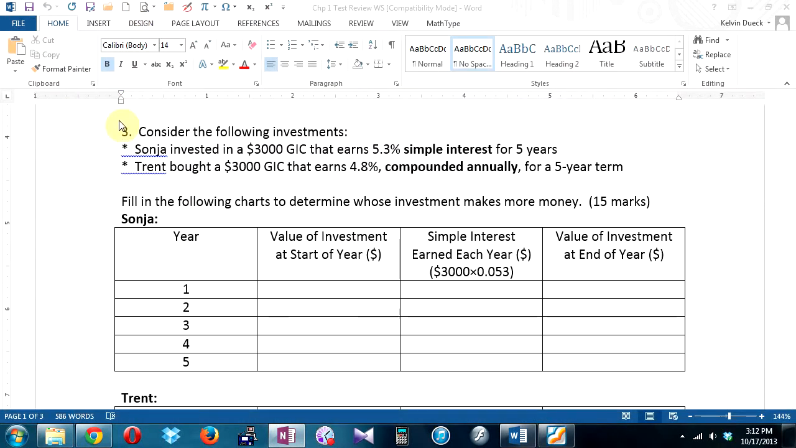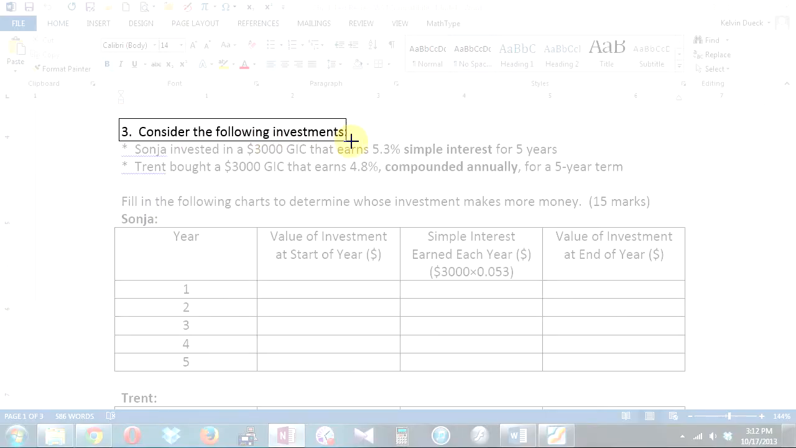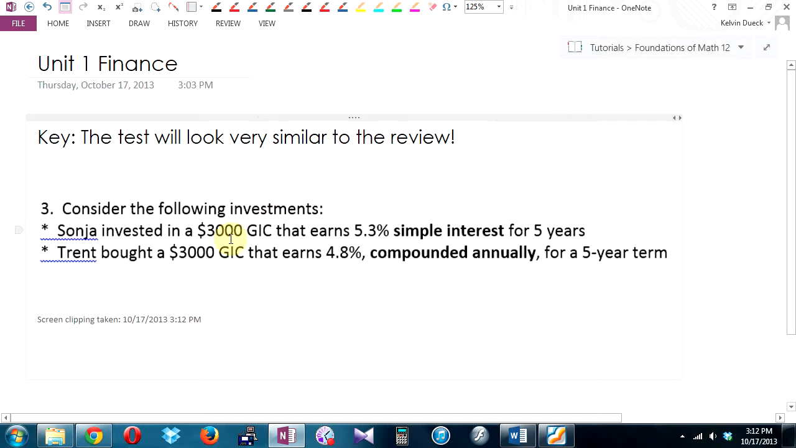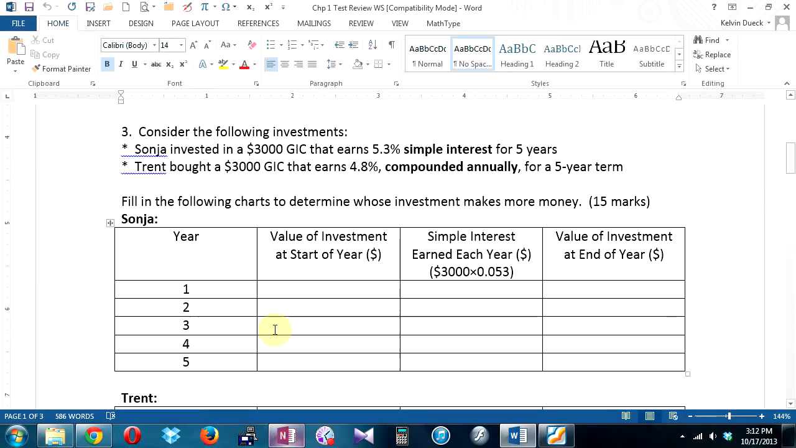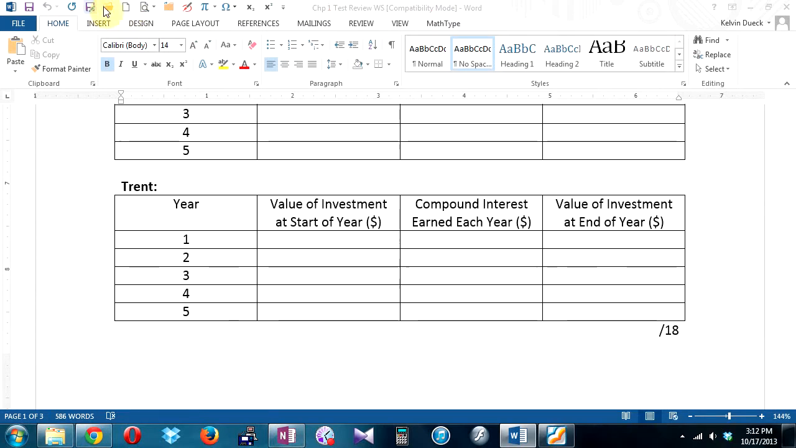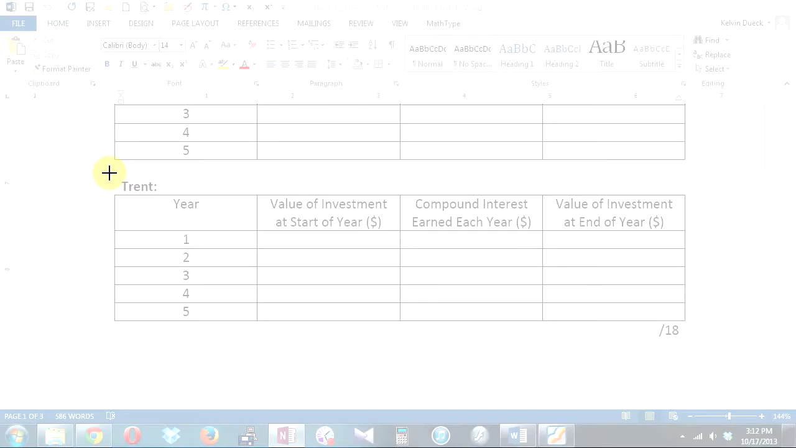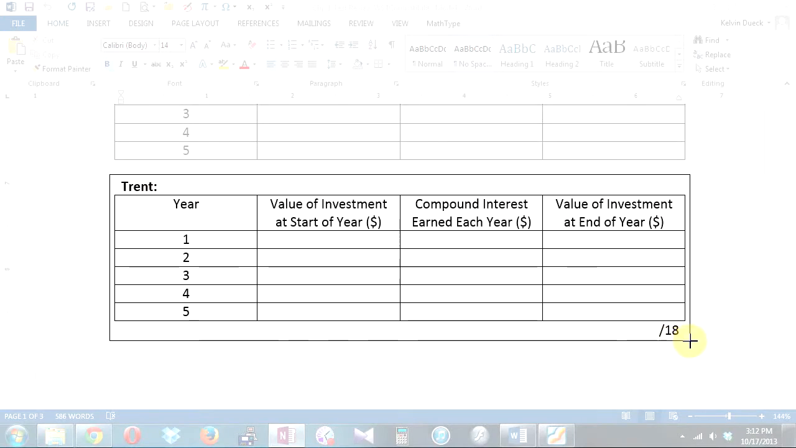So we're going to go. Is it moving behind me? Am I unfrozen the screen? Yeah. So there's Trent and Sonia, and then I'm just going to copy the chart for Trent. Okay.